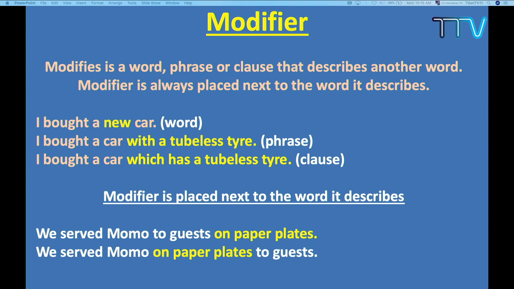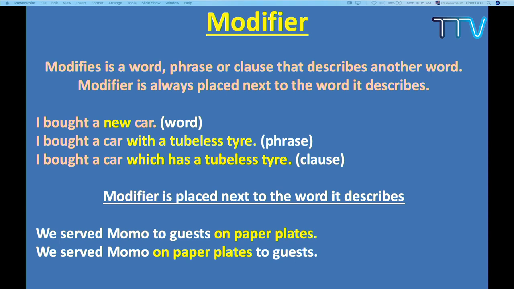The word new modifies the car. With a tubeless tire modifies the car. Which has a tubeless tire modifies the car. You see these words, phrases and clauses, they modify. That's why they are called modifiers. Whenever we have these, it's very important to use them just next to the word they describe. If you make a mistake placing them, the mistake is a misplaced or dangling modifier.